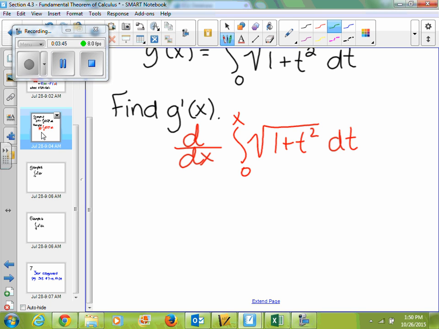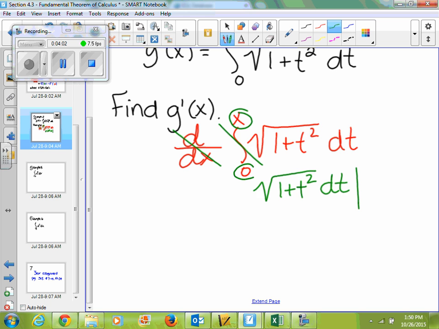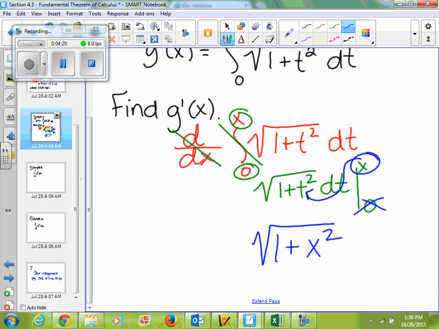In doing that, the derivative and an integral will always cancel because they're opposite functions. And so I'm left with the square root of 1 plus t squared dt, and my values are x and 0. So anything to 0 just cancels, and so basically I just replace my t with an x. So my new function is the square root of 1 plus x squared. The shortcut to that is just taking this function f of t and replacing whatever letter your variable is with x, and you're done.